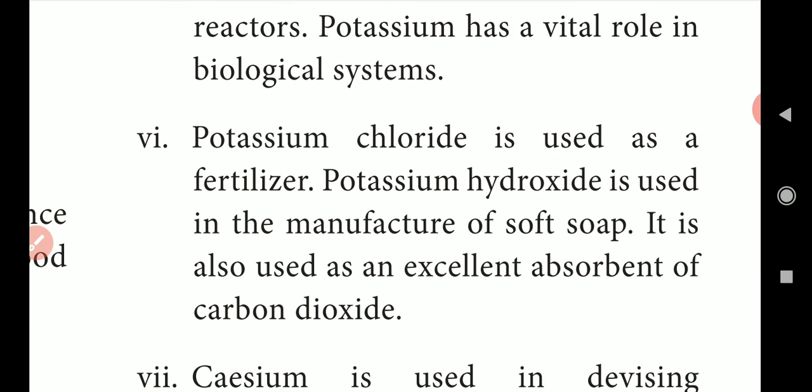Potassium hydroxide is used for the manufacture of soft soap. The sodium salt of a long chain higher fatty acid is called a hard soap. The potassium salt of a long chain higher fatty acid is called a soft soap. When sodium hydroxide is dissolved in oil, we get a hard soap. When potassium hydroxide is dissolved in oil, we get a soft soap, which is nothing but bathing soap. It is also used as an excellent absorbent of carbon dioxide.